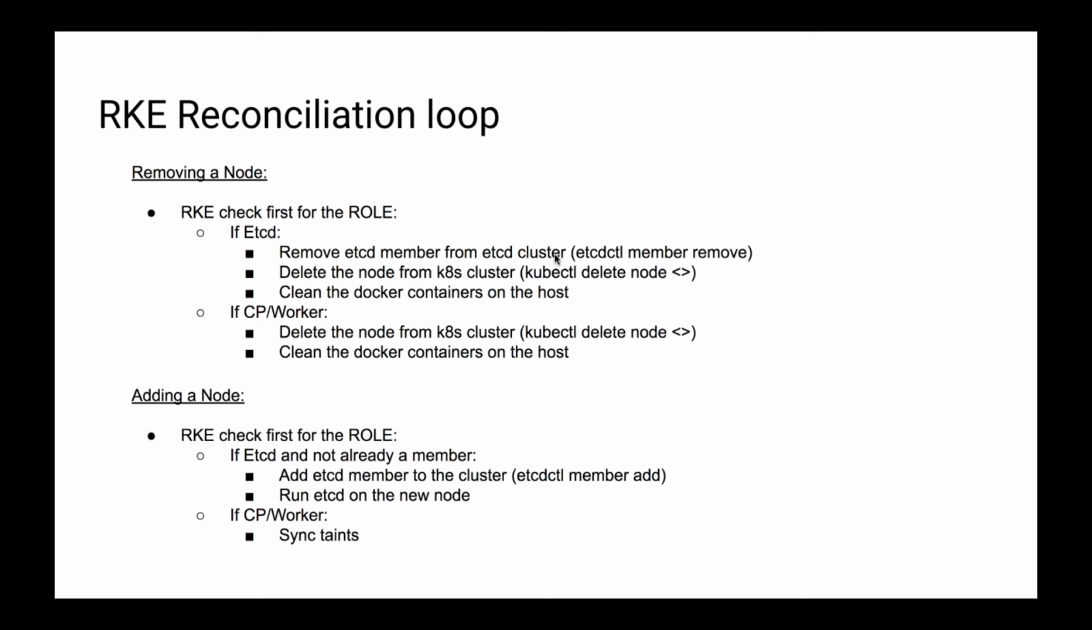So if this node happened to be a control plane node or a worker node, however, we just delete the node from the Kubernetes cluster and clean the Docker containers. So to add a new node, RKE checks also for the role. If it's etcd, it adds etcd as a member to the cluster. This is equivalent to etcdctl member add, and it runs etcd on the new node. If it's a control plane or worker, it doesn't do anything. It just leaves the installation to the rest of the RKE provisioning to install the control plane, etcd plane, and worker plane on the node.